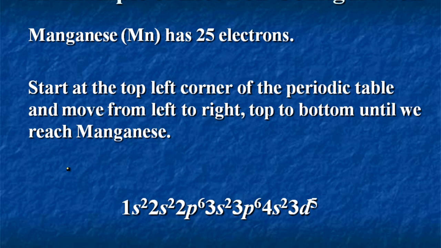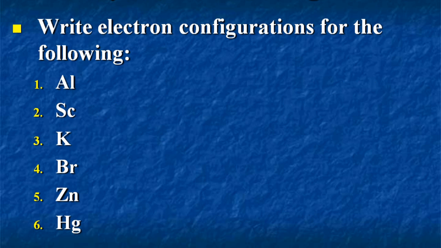So as it says, start at the top left corner of the periodic table, move from left to right, top to bottom until we reach manganese. And keep writing. That is the only way. There is no other magic formula here. And you have the periodic table always with you. Okay, let's do more practice.